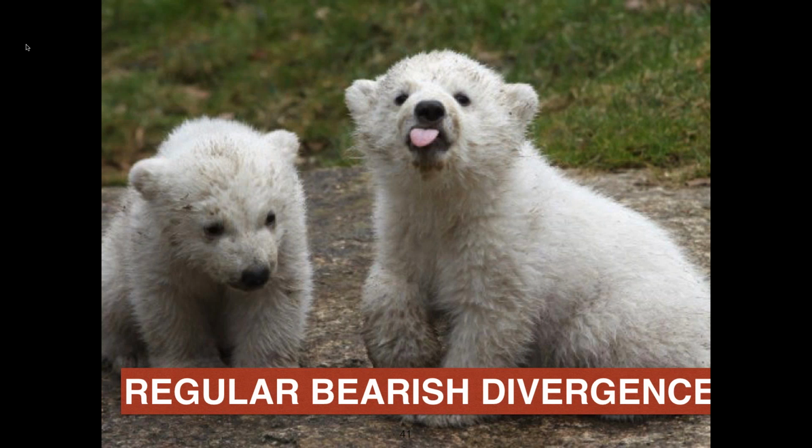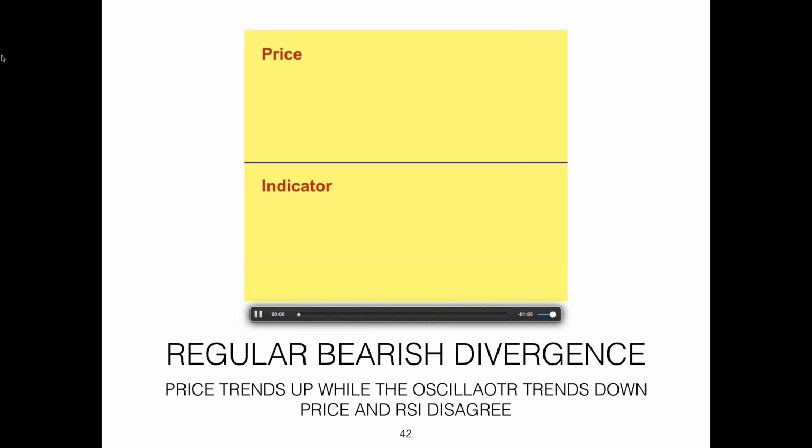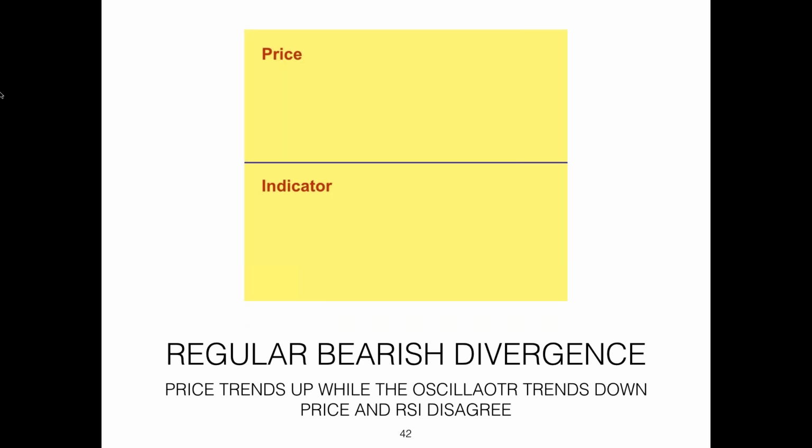Now let's talk about bearish divergences. This is the opposite of bullish divergences. When price trends up while the oscillator trends down, we have a bearish divergence. So a regular bearish divergence tells you that the market is about to reverse from uptrend to downtrend.